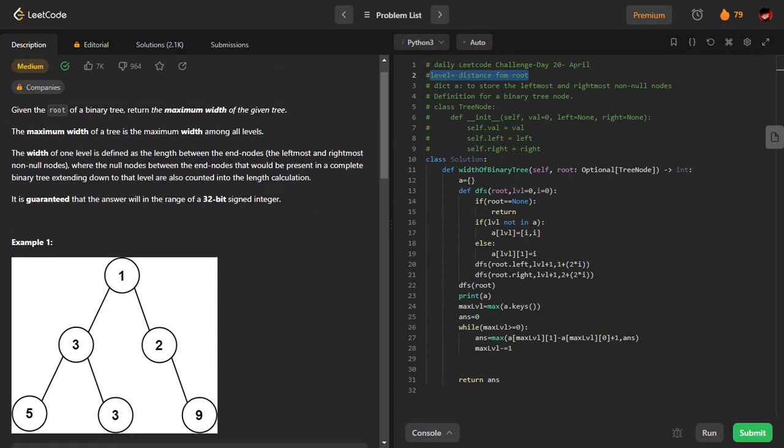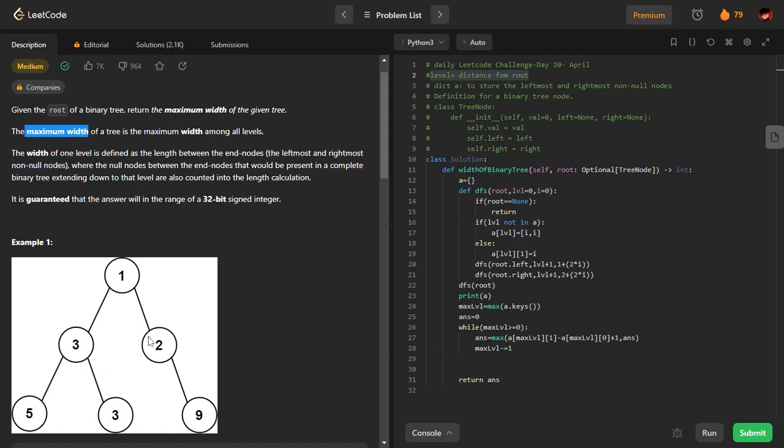Now let us understand what the question is. We have to find the maximum width of the tree, that is, the maximum width among all the levels. This is very, very important, please note this point down: among all the levels. Now we are going to the definition of width. The width of one level is defined as the length between the end nodes. This point is very, very important: the leftmost and rightmost not null nodes. That is the definition of width, and we have to return the maximum width.